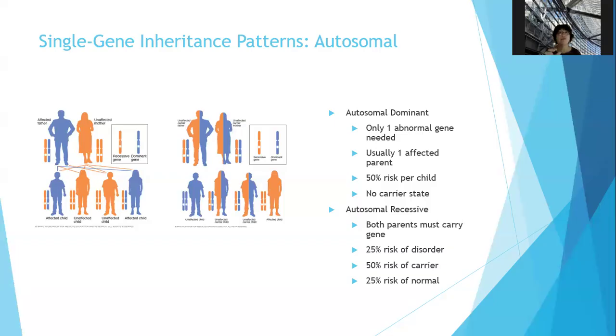So some people think of these percentages as like, oh, if you have two kids, one will have the disorder and one won't. But that's not true. It's actually a 50-50 chance every time you do it. So you could have four kids and none of them could have the disorder. It's just luck of the draw. Same thing with autosomal recessive. It's not like you have four kids and one will have the disorder, two will be carriers, and one will not have the disorder. Each pregnancy has the same odds. Okay.